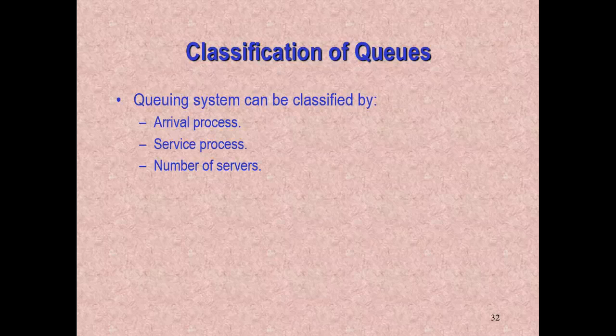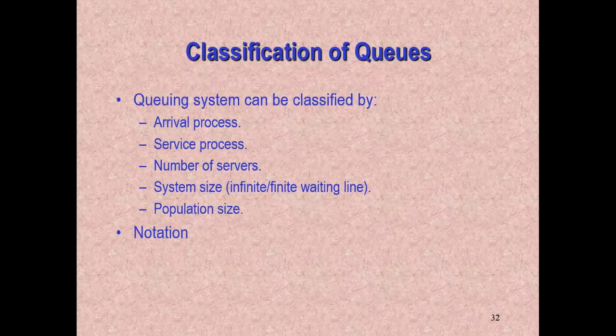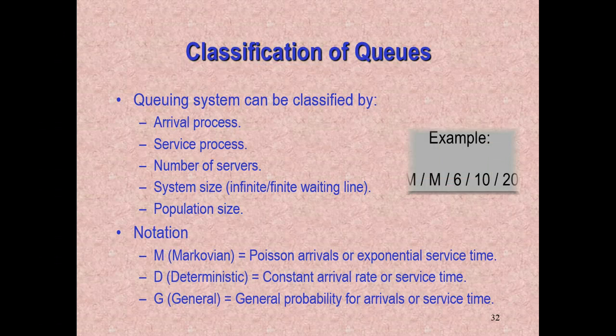The second thing is the service process. The third thing is the number of servers, so like the number of tellers or the number of checkout lines, the system size, and the population size. Okay, so the notation we use for this looks like this. So we have 5 spaces separated by 4 slashes. 1, 2, 3, 4, and 5.